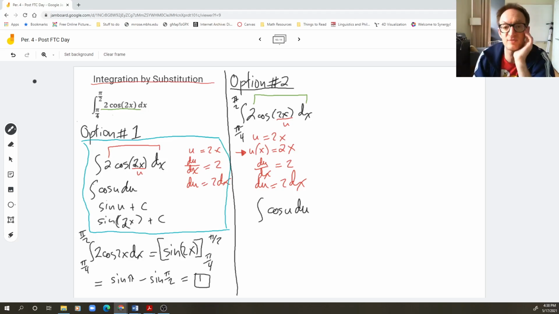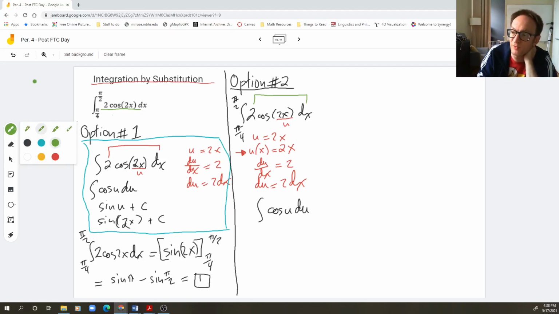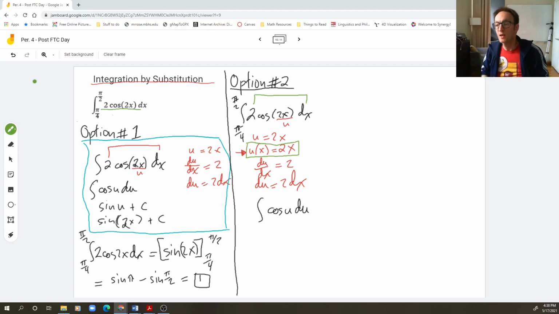And now I have to think for a second, because here is the sense in which I think it's helpful to think of u as a function. Because really what we're doing is switching variables, right? We're letting u be 2x. What that really means is for any x value, the corresponding u value is twice as much. So that's why this is like a function.